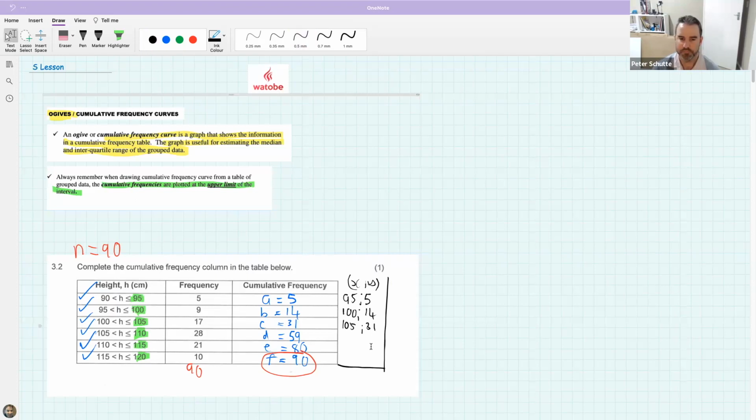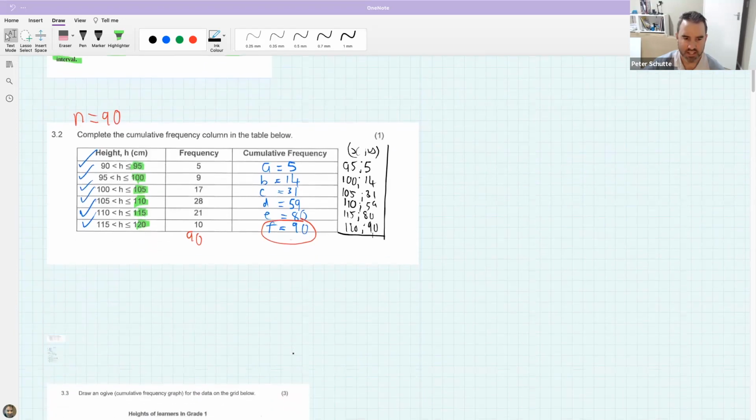I agree. So A must be 105 and 31. What about the next one? So the good news is at least it seems to be going up in a predictable way. And then over here, we've got that. So the good news is to draw an ogive, these are the points that I'm going to use.